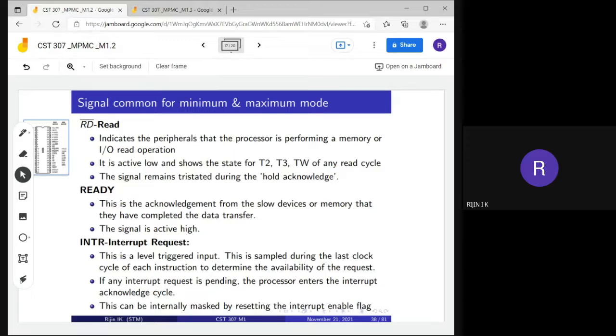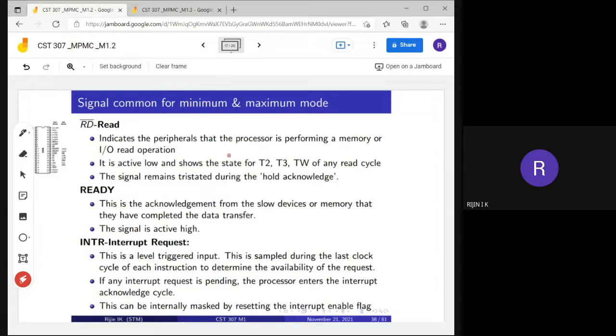So that is the read pin. The read pin indicates a read operation that is being performed on either memory or an IO device. That is what I have written here: it indicates to the peripheral that the processor is performing a memory or IO read operation.